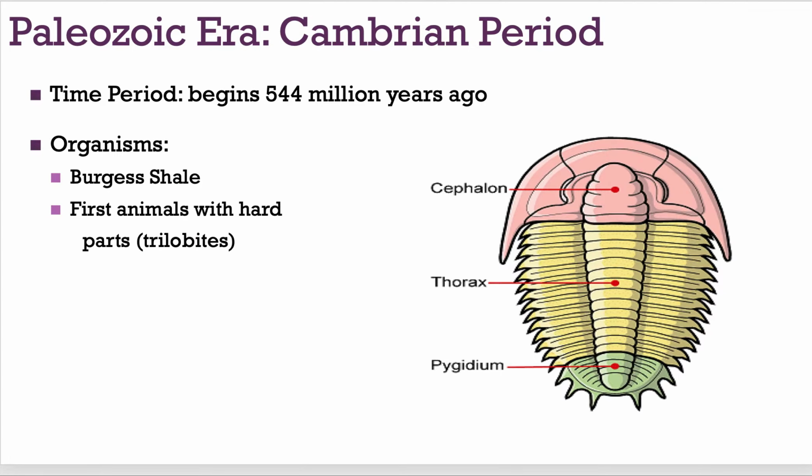Right. Moving on, now we're into the Paleozoic era, starting off with the Cambrian period. This started when the last one ended, so that was 544 million years ago, and the organisms included the Burgess shale, as well as the first animals with hard parts, trilobites, like this guy here. Pretty tough exterior on him.